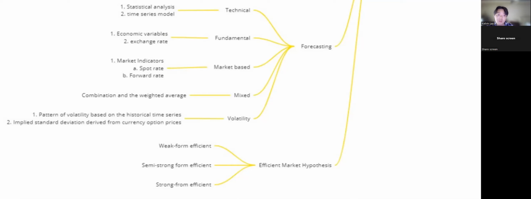Now, the last, which is the strong form efficient, explains that all information, public and not public, is completely accounted for in the current stock prices, and no type of information can give an investor an advantage on the market. So no one can beat the market within this strong form efficient.